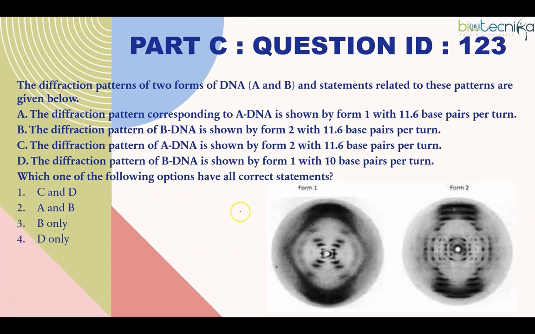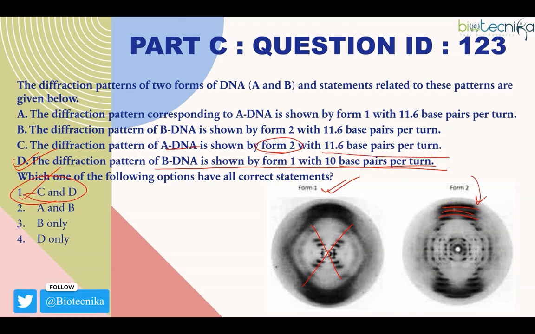So the diffraction pattern of A DNA is shown in form 1. That's not right. So the diffraction pattern of B DNA is shown in form 1. So this is the cross part, which is B DNA, and it has 10 bases per turn. So that part is definitely correct. And A DNA is form 2, where you can see crystalline lines, with 11.6 bases per turn. So option 1 is the right answer.